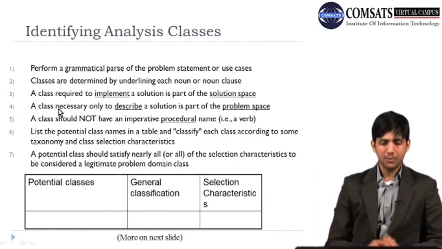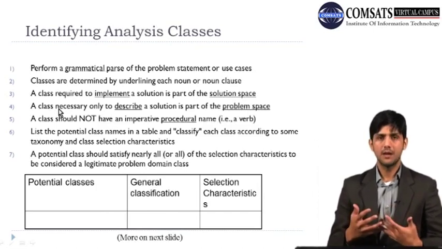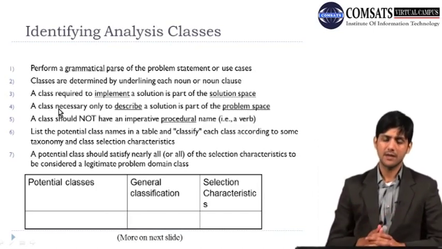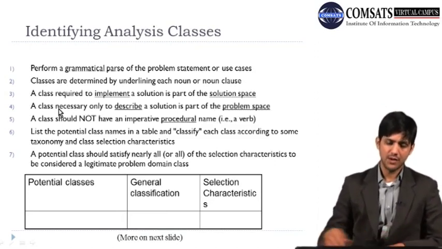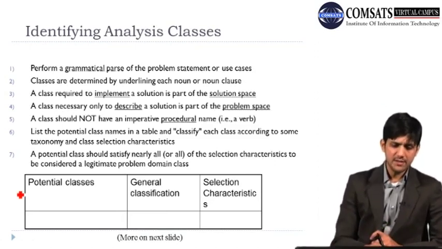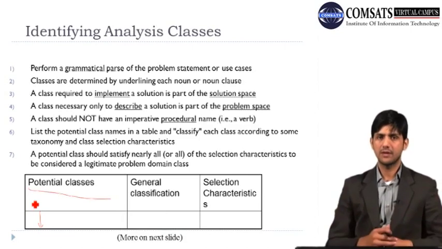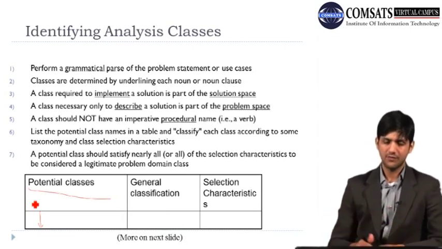This is very important: a potential class should satisfy nearly all of the selection characteristics to be considered a legitimate problem domain class, and we'll see what criteria we establish for finally selecting a class as a domain class. So we make a table similar to the one shown here. We identify all those nouns and noun clauses and list them here. Let's say we have 15 nouns and noun clauses in the text that we have found.